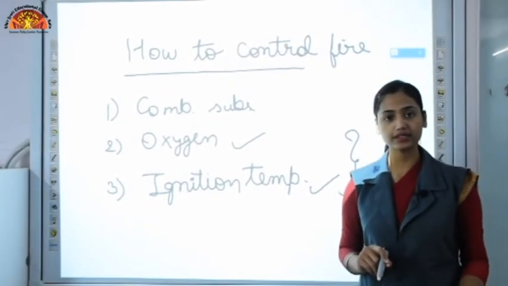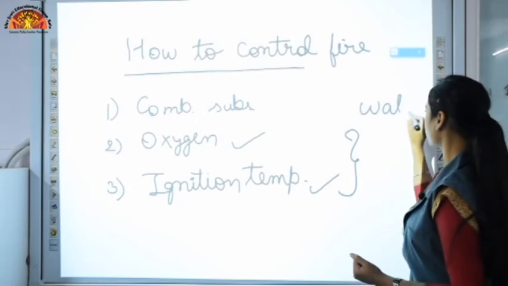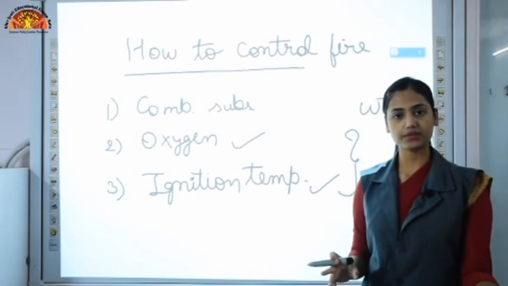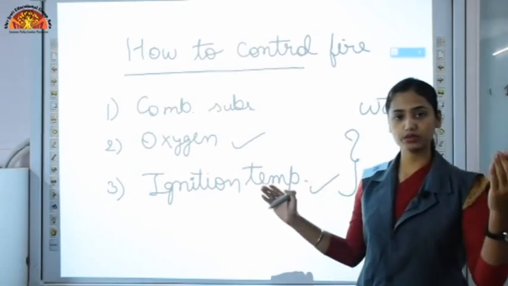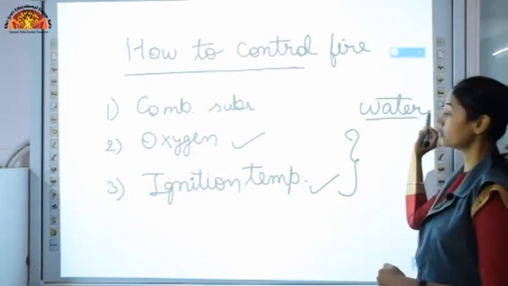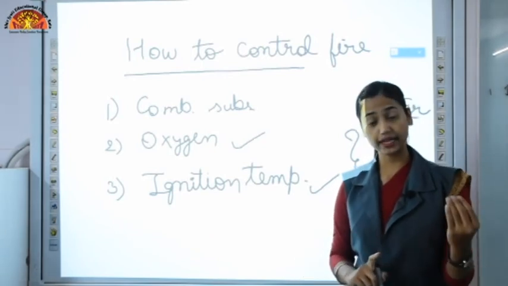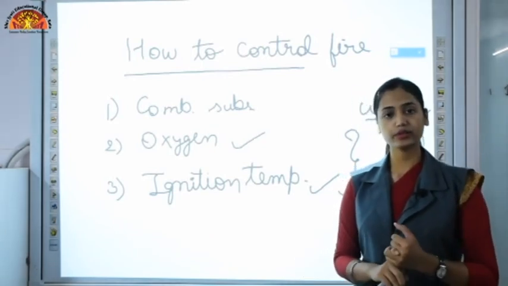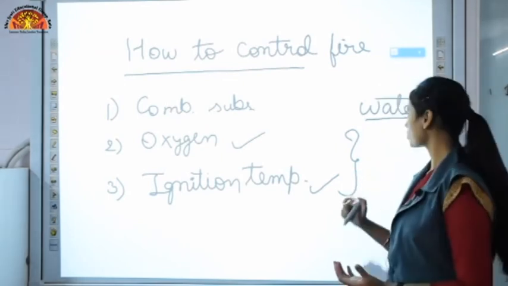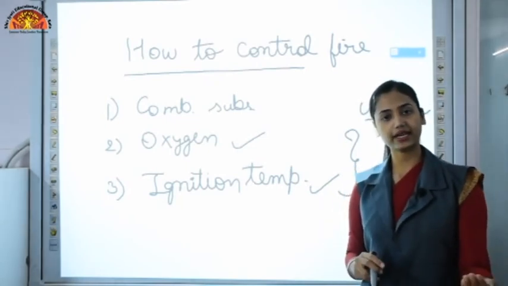There are so many methods, like first, very common, water. By sprinkling water on the burning substance, we can reduce its temperature, we can cool it down. But remember, water cannot be used to extinguish electrical fires. Why? Because water conducts electricity. So the person who is extinguishing those electrical fires might get a shock.